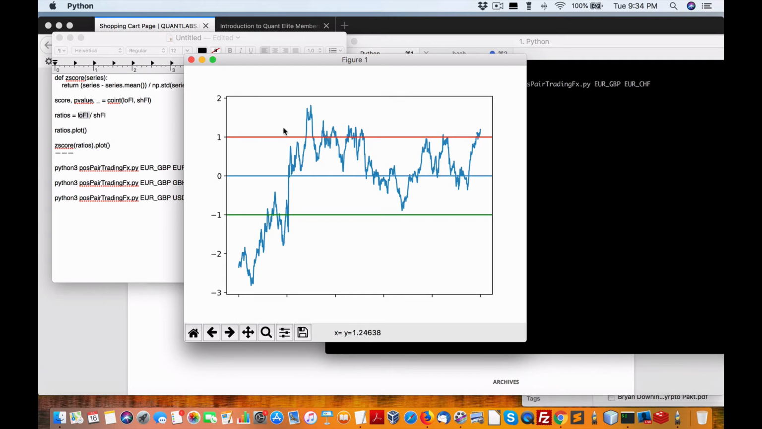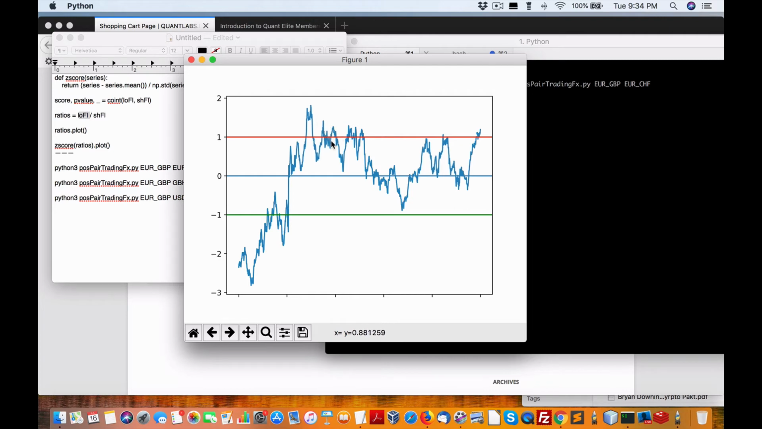And then when it hits +1, we buy the long and short the short. Is that what I'm saying? And the opposite when it hits -1. I believe that's a combo. So that is your entry point.